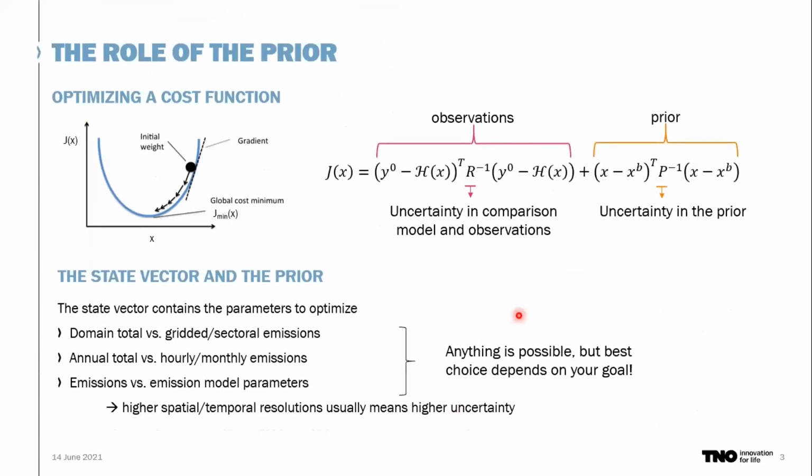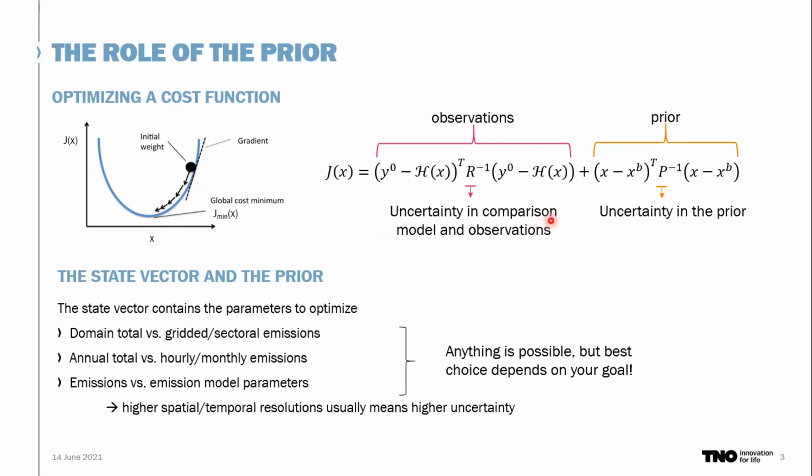I start with an equation. It's not something that I normally do. I hate equations in presentations, but I made an exception here because I think it's useful to see what the role of the prior is in an inversion. So basically this equation is the cost function that you try to optimize in an inversion. So you're looking for the minimum of this function.